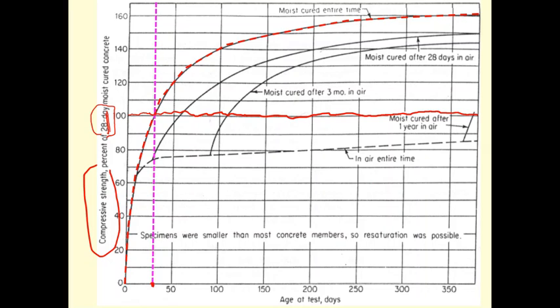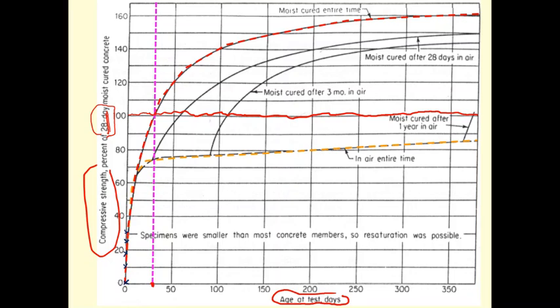And the horizontal axis is the age of the concrete after you cast it. After you cast the concrete at some specific point, the reaction starts, the hydration starts, and then the strength of the concrete will increase rapidly.